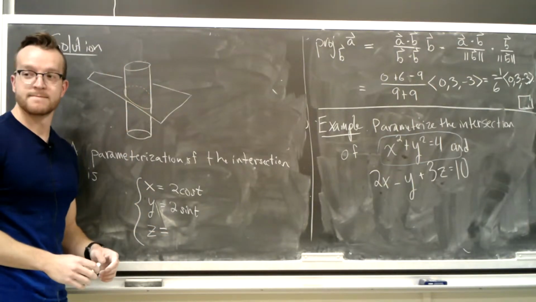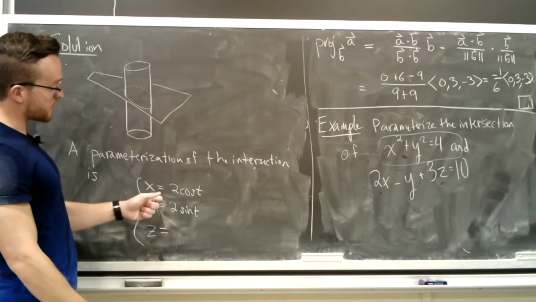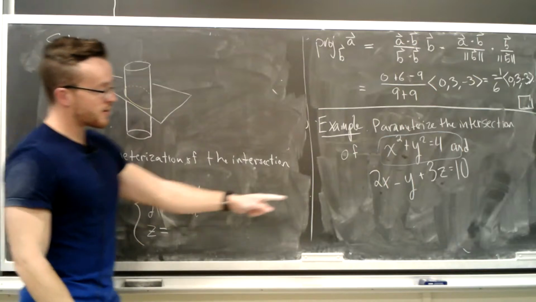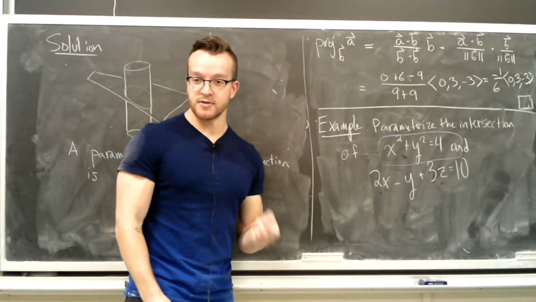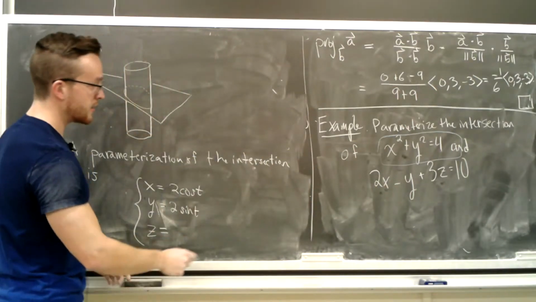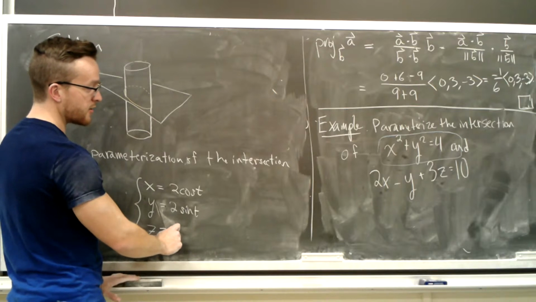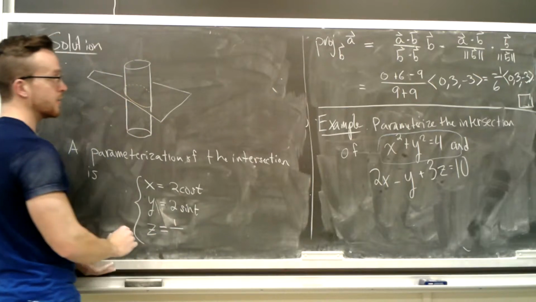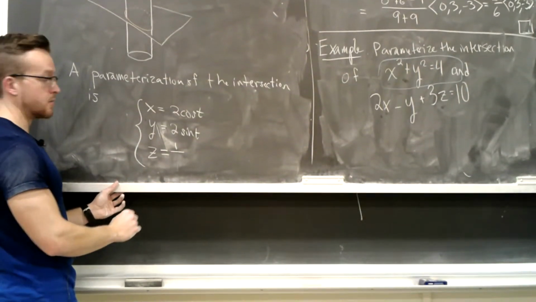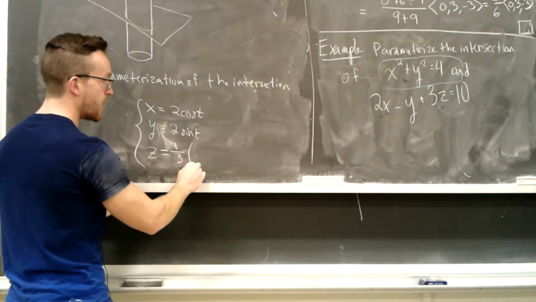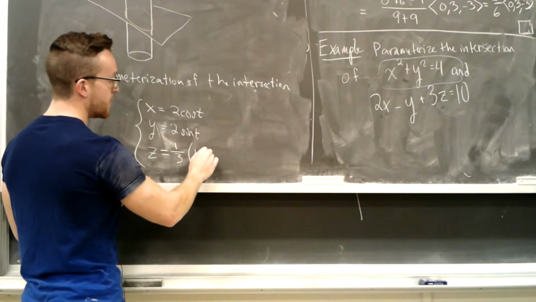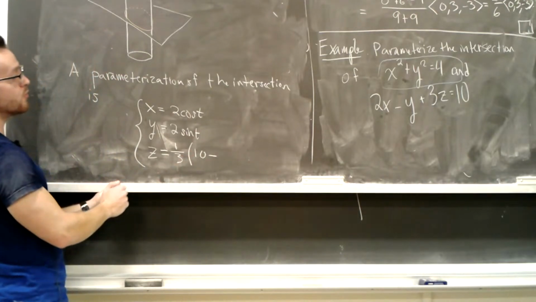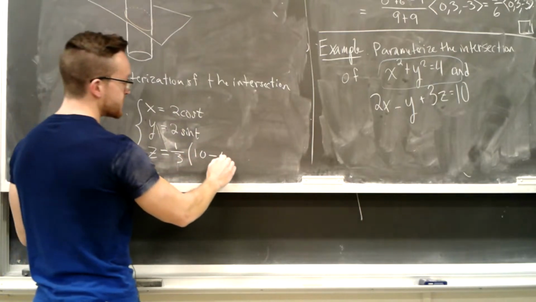So you're just plugging in x and y? Yep, so all I'm going to do is plug these two expressions for x and y into this equation and solve for z. And that would do it. So if I attempt to do that in one go, this would be 1/3 times 10 minus 2x, which would be 4 cosine t.